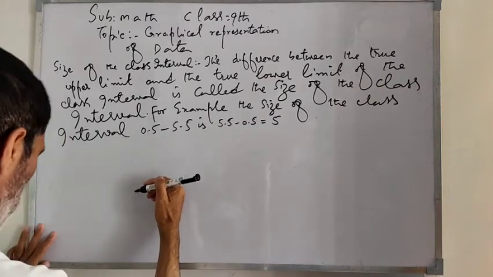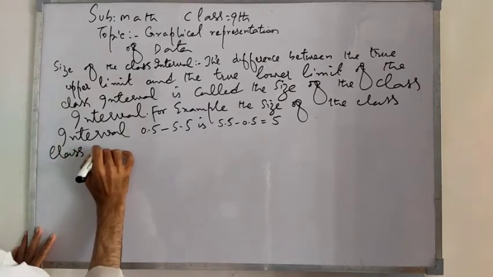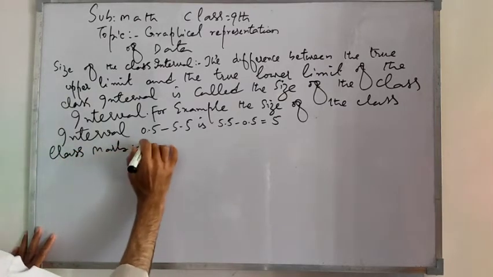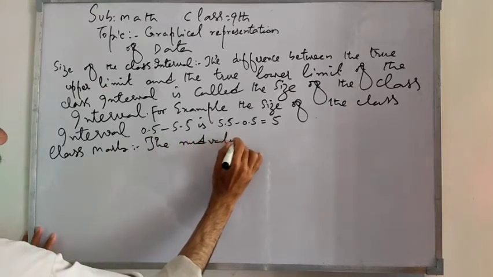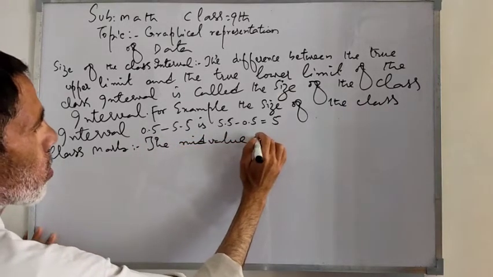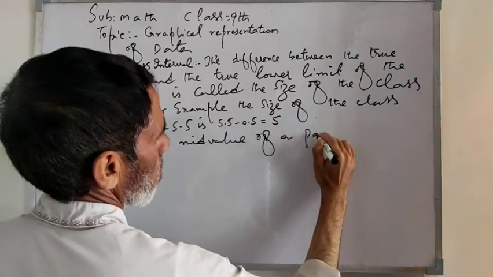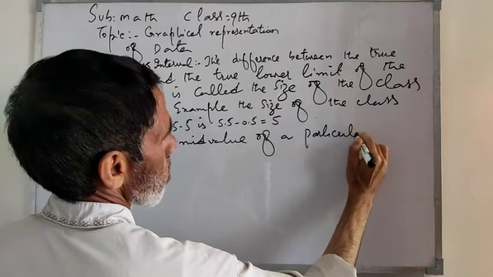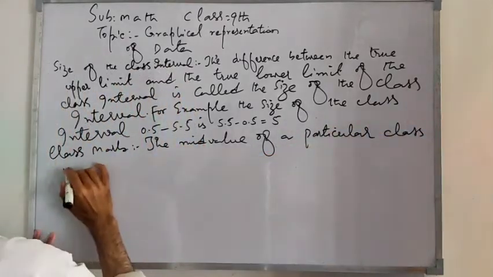After this, we will explain what is meant by class mark. The mid value of a particular class is called the class mark of the class.